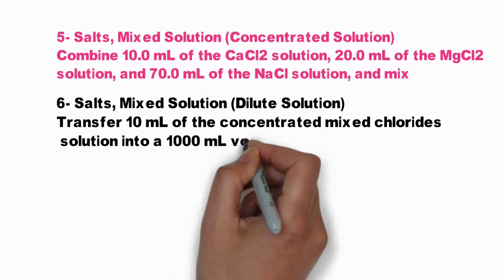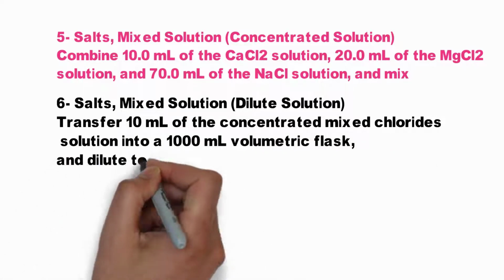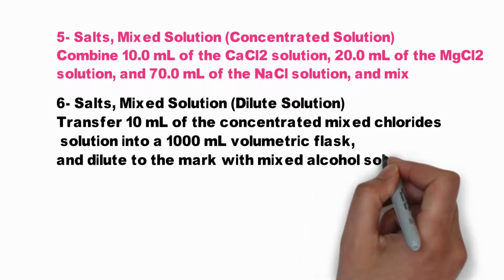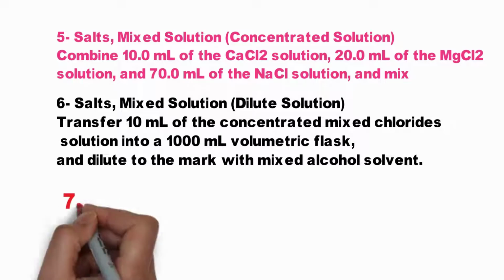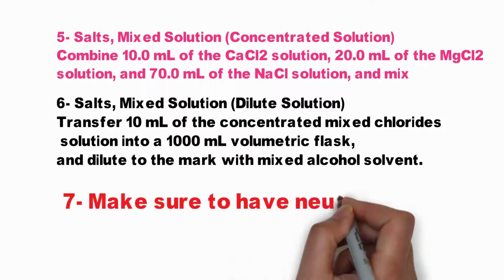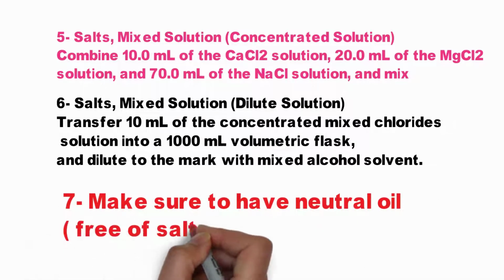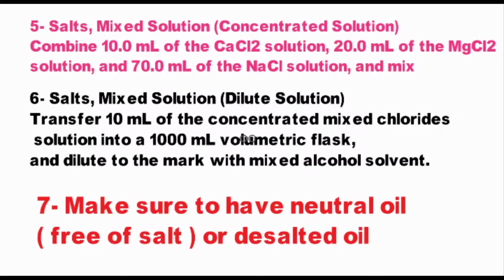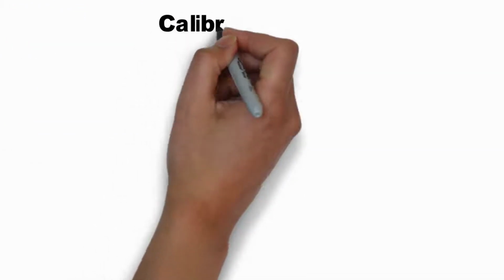So transfer 10 ml of this concentrated mixed solution into a 1000 ml volumetric flask and dilute it to the mark with the mixed alcohol solvent. Now you need to have a neutral oil free of salt, or desalted oil, because you will need this one for your calibration. Now let's start the calibration.